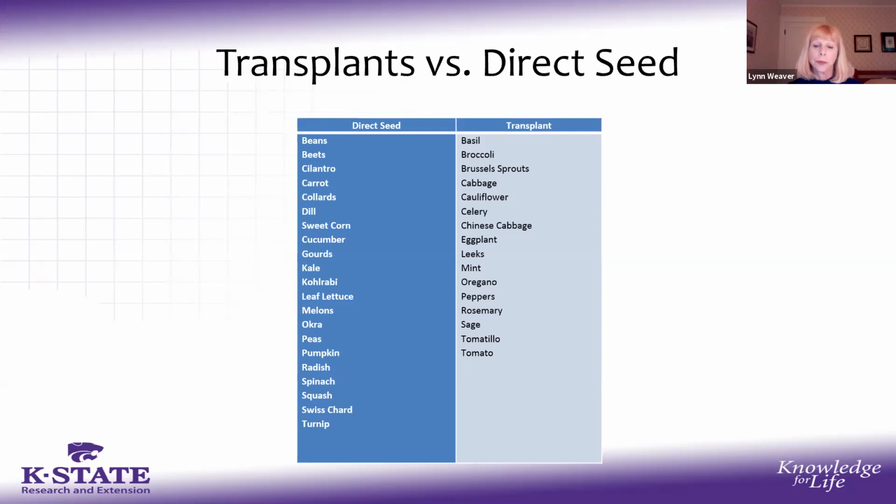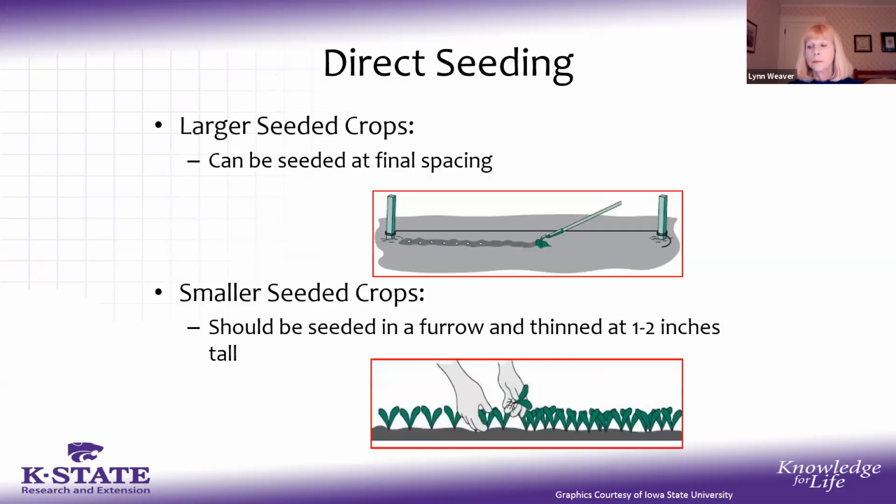So that's a guide for you. As mentioned, larger seeded crops can be seeded at their final spacing. Look at your seed package and see that those seeds need to be planted 3 to 6 inches apart, and plant accordingly in a shallow row according to what it says on the package, 1 inch deep, 2 inches deep, or whatever. Smaller seeded crops, like a lot of the spring greens, lettuce, and spinach, can be seeded in a furrow, which is a row, and thinned when they're 1 to 2 inches tall.